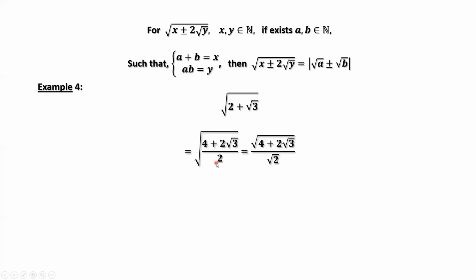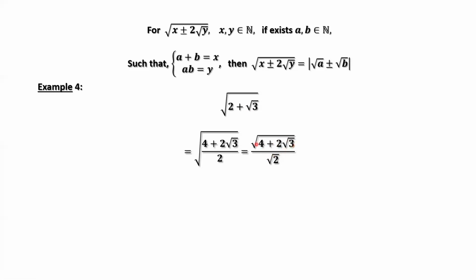Both numerator and denominator times 2. 2 times 2, that's 4. Square root of 3 times 2, that's 2 square root of 3. Separate the square root into 2 parts. Square root of 4 plus 2 square root of 3. Then divide by square root of 2.